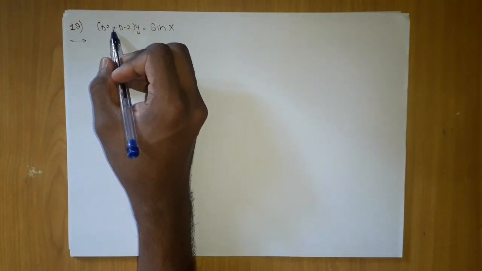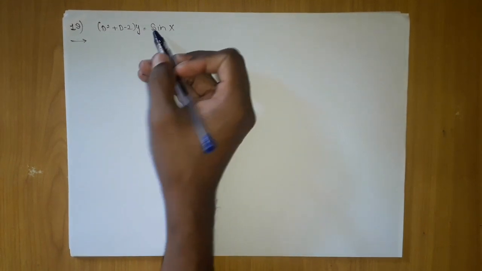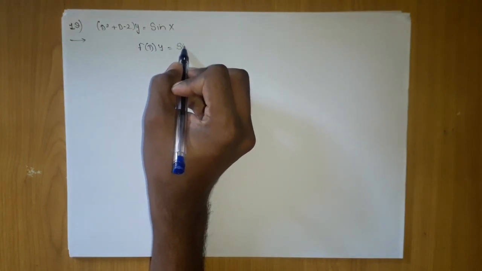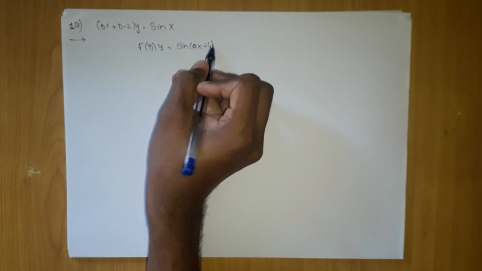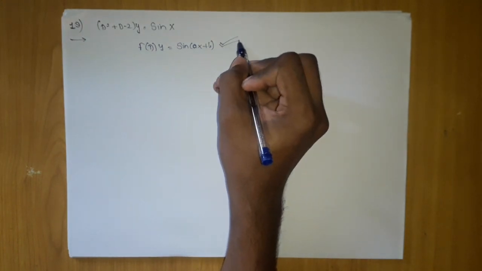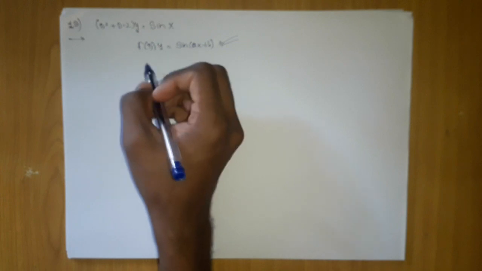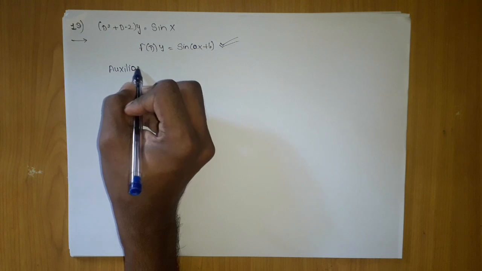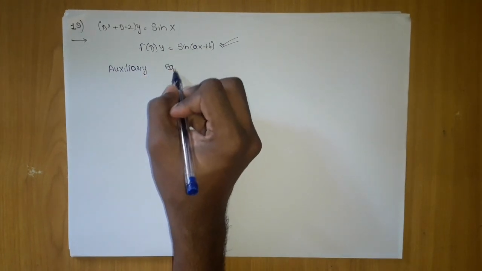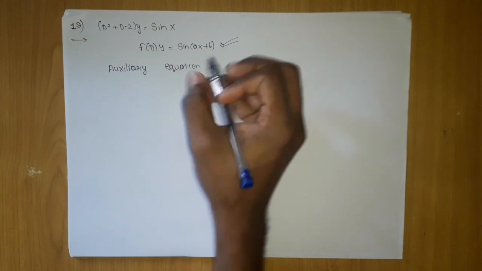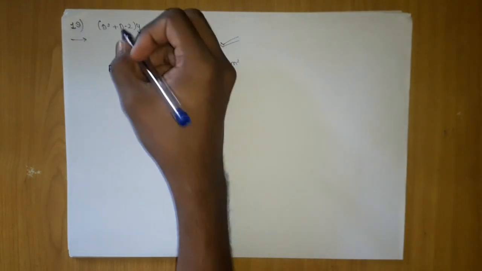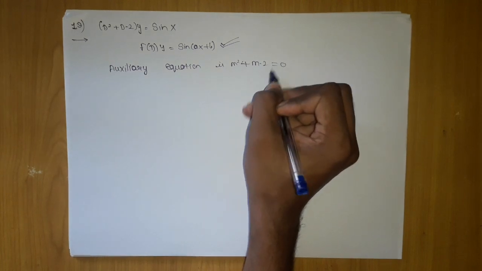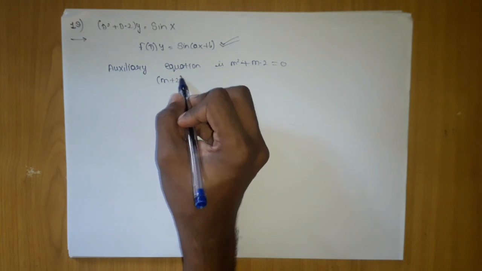Just see, d square plus d minus 2 into y equal to sin x. Doesn't this seem like f of d into y equal to sin ax plus b or cos ax format? So one thing is confirmed, it is from type 3. Now this was just for your understanding. What you are going to write is the auxiliary equation. Auxiliary equation is m square plus m minus 2 equal to 0. Just replace d by m to get the auxiliary equation in f of d, and then try to solve it. If you solve it, you will get this.